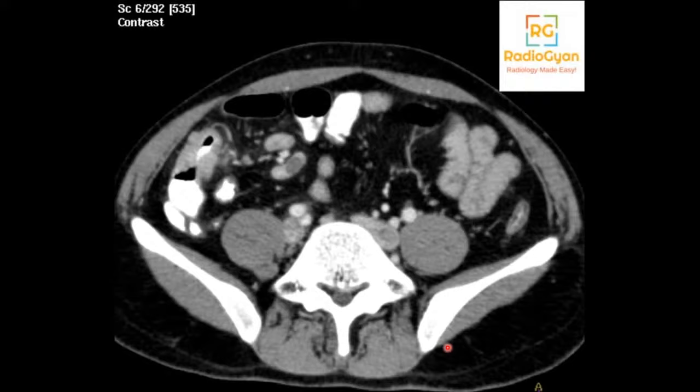So that's the first case. Type in your answers and I'll wait for a few more seconds so that everybody gets a good time to have a look at the case. Okay, we have a few more people coming in, so for the first case we'll give more time. Okay, so we have people typing in tuberculosis, Crohn's, IC junction thickening, ileal TB.